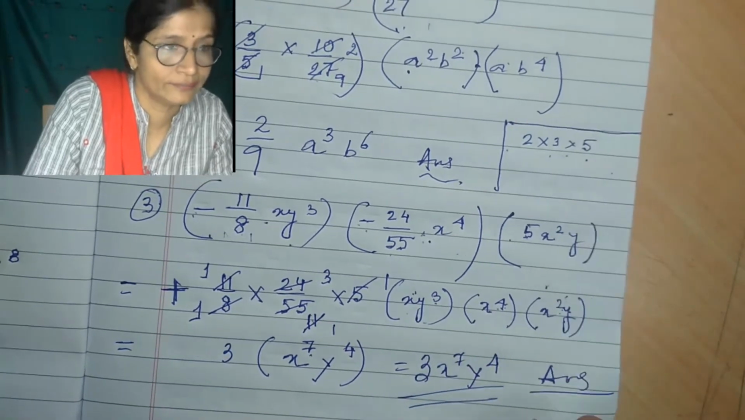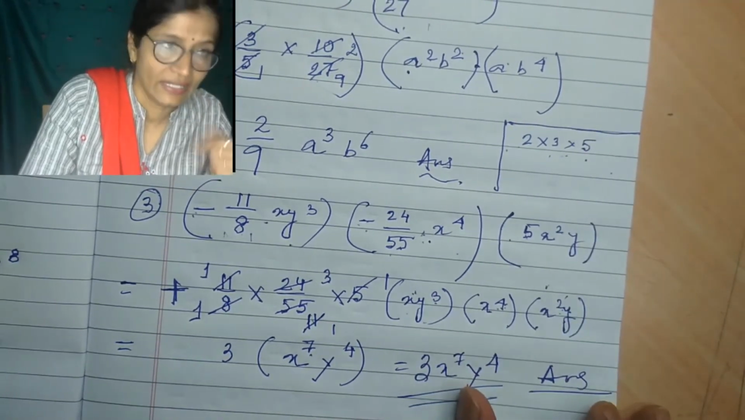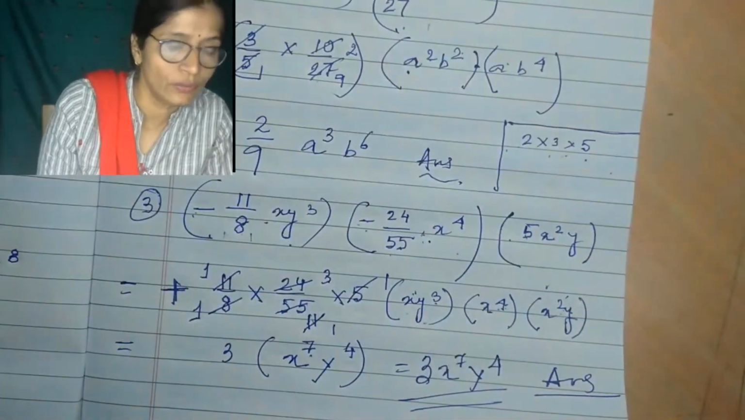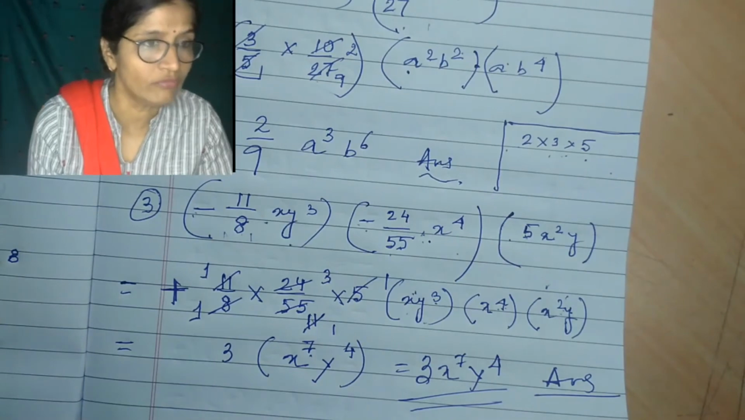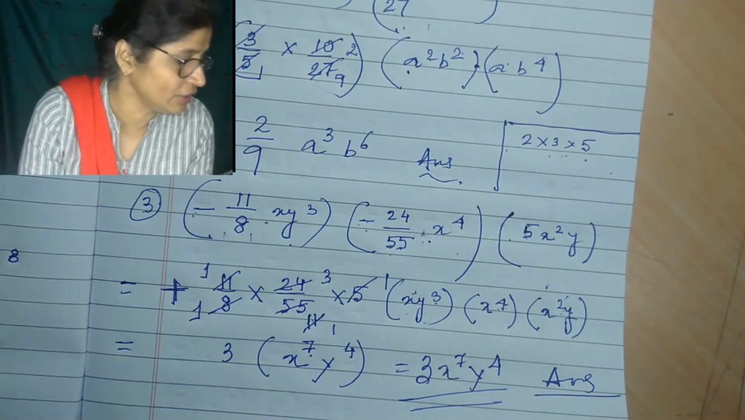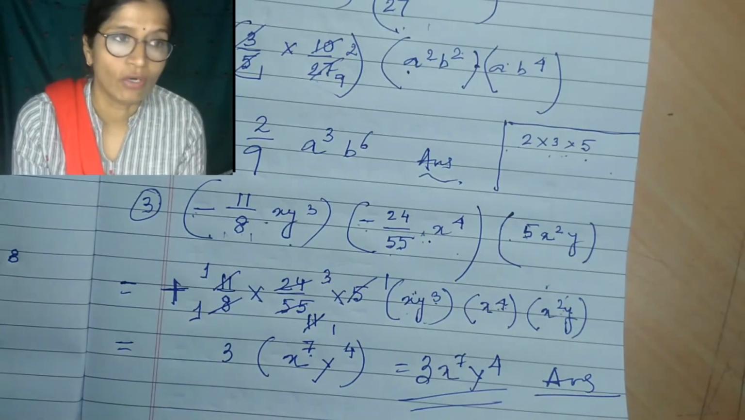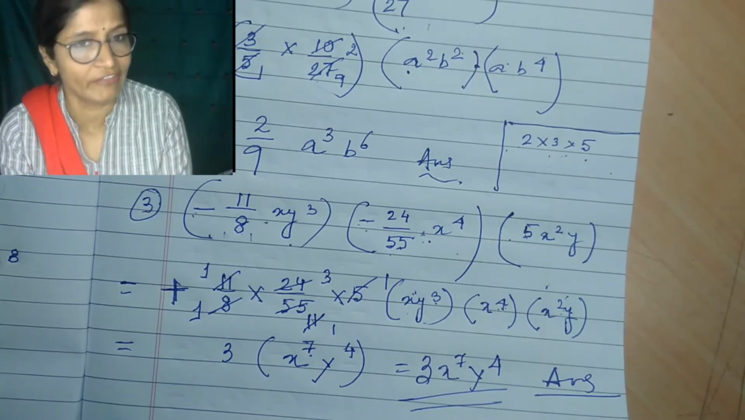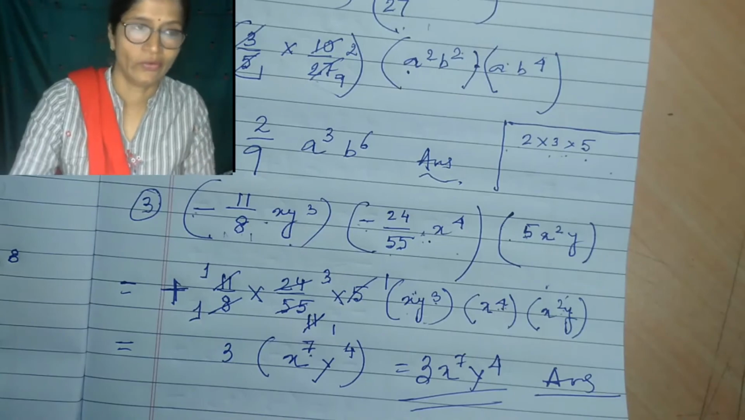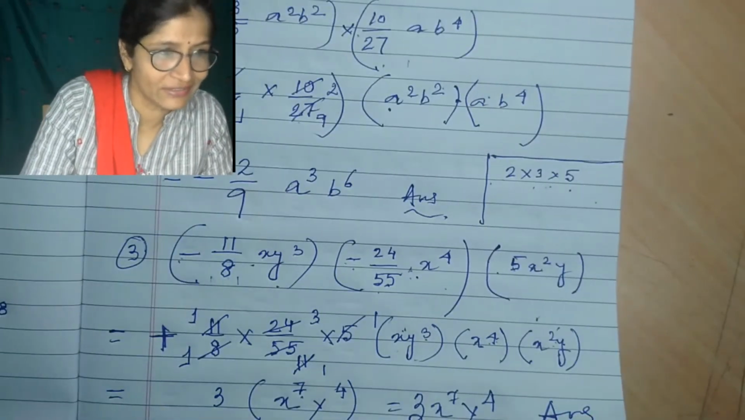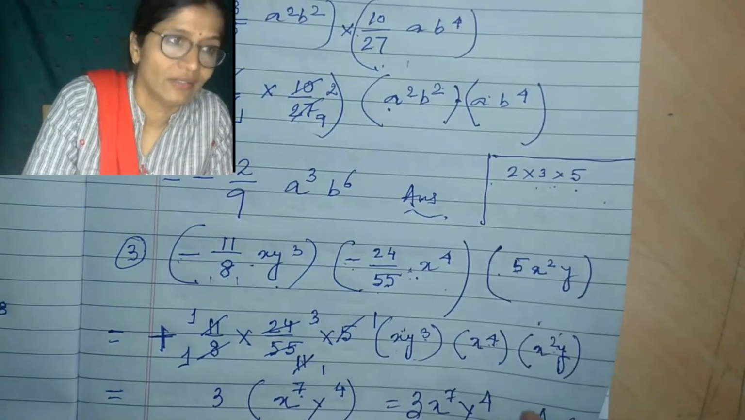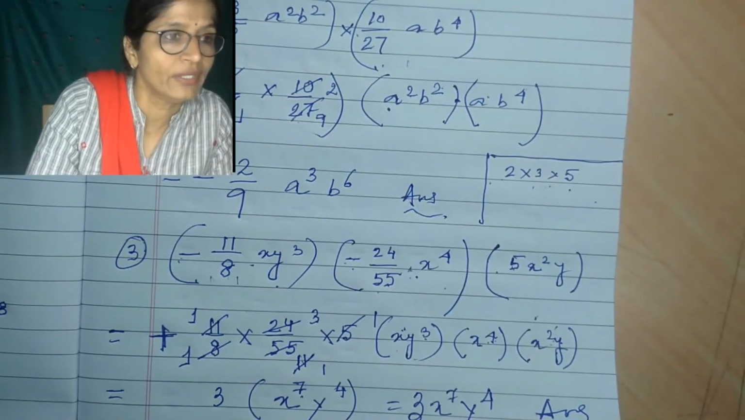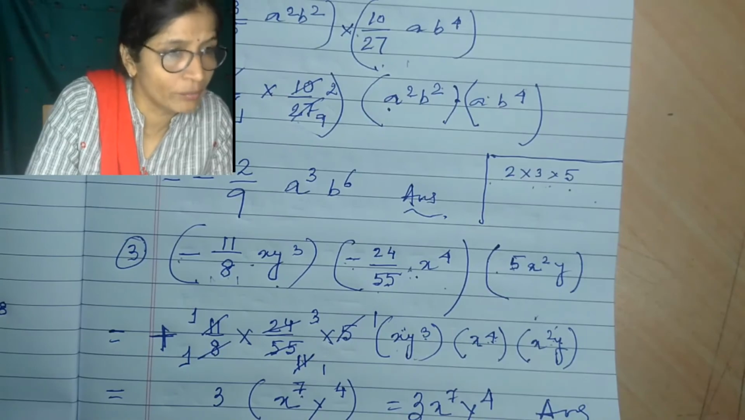We will continue the class next day. Today, go through and solve the exercise given in your book, all the sums related to a monomial multiplied with a monomial. Okay, we will continue the class next day, where we will learn a monomial multiplied by a binomial or a monomial multiplied by a trinomial.